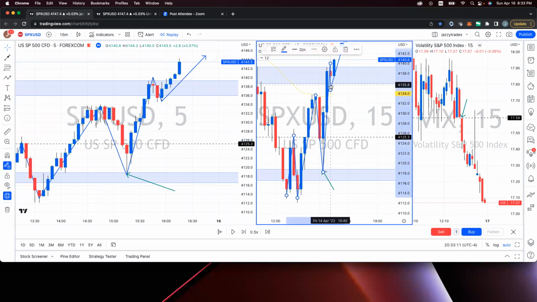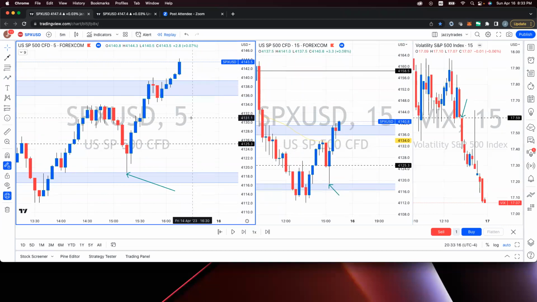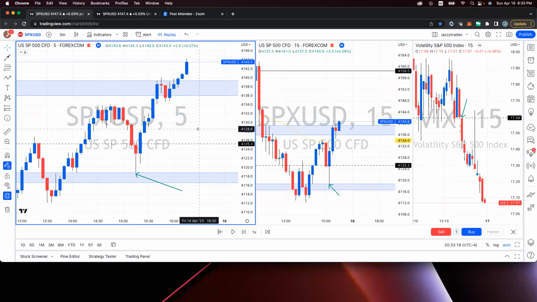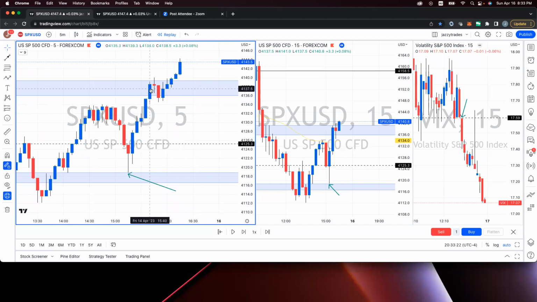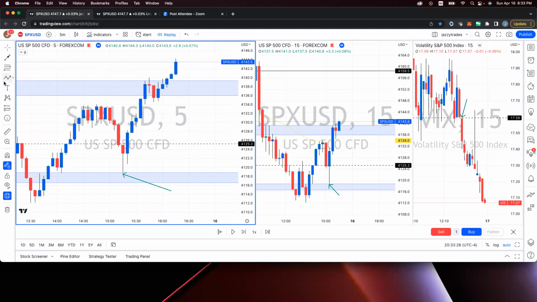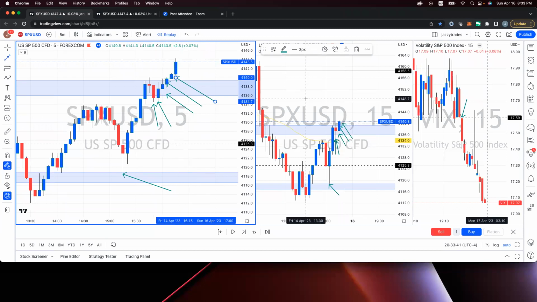Now on this one, let's test your knowledge. Let's look at 5 minute. Where would you enter this? On which candle to go long again? Let's say you took profit here, hit the zone, right? But let's say someone's overtrading. Where would you enter? Would you enter here? Here? Here? Where would you enter?